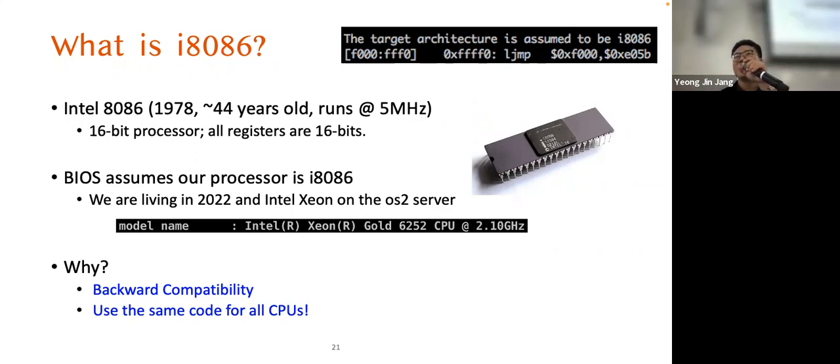And that's why if you choose legacy mode or BIOS mode, even computers in the current era can support starting from the i8086. Even our OS2 server runs with an Intel Xeon, I believe the 4th or 5th generation Xeon server version. And even that CPU has the 16-bit real mode, which is a mode to run i8086 code.